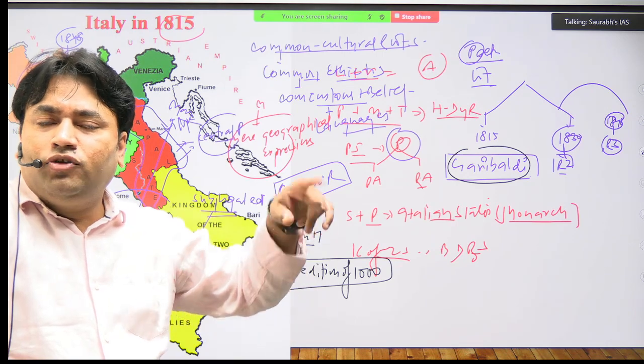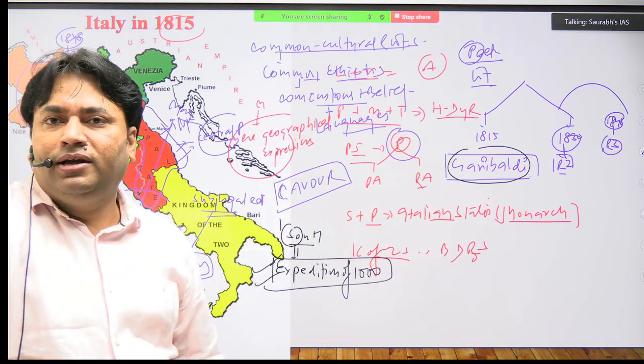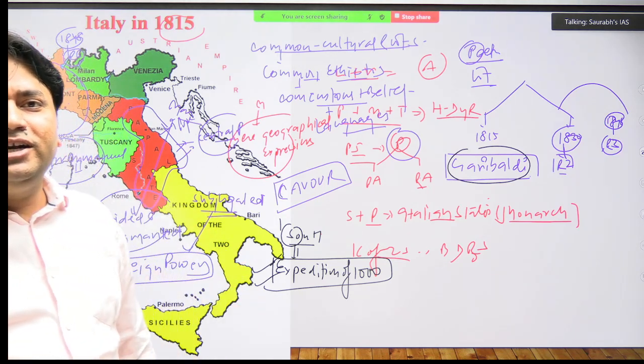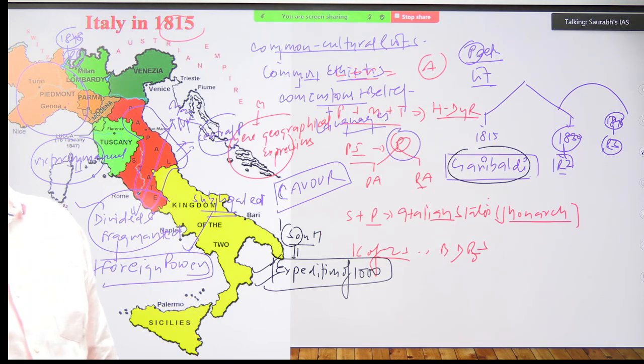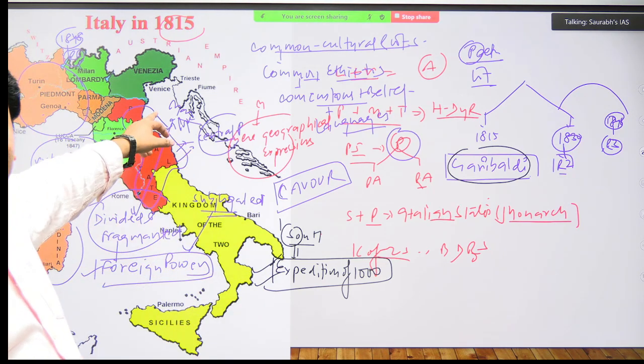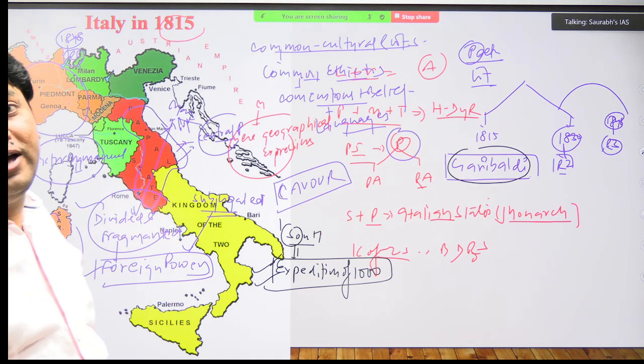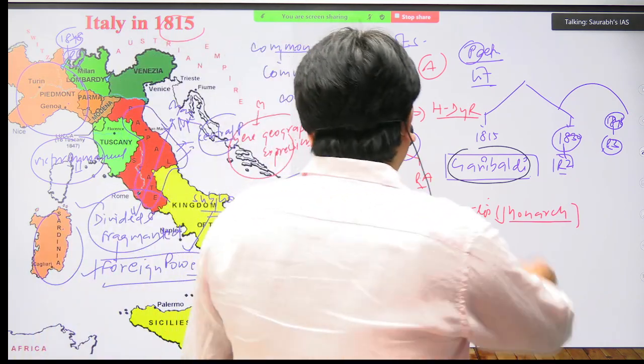Now the task of unification of northern states was complete. The task of unification of south was complete, but the most challenging task was not complete. And what is the most challenging task? Papal states. Papal states को छूने का मतलब था फ्रांस से लड़ना. मेरी बात समझ गया? So that is the most challenging task.